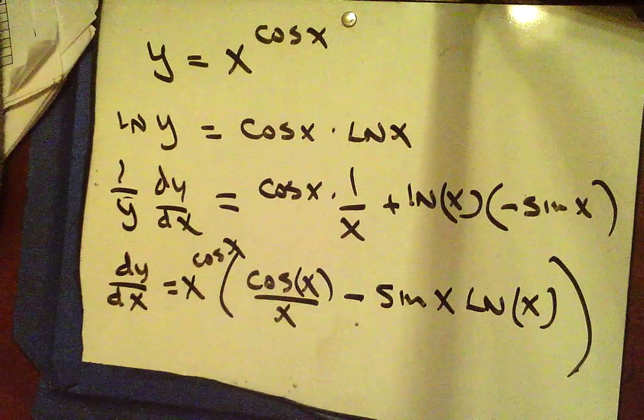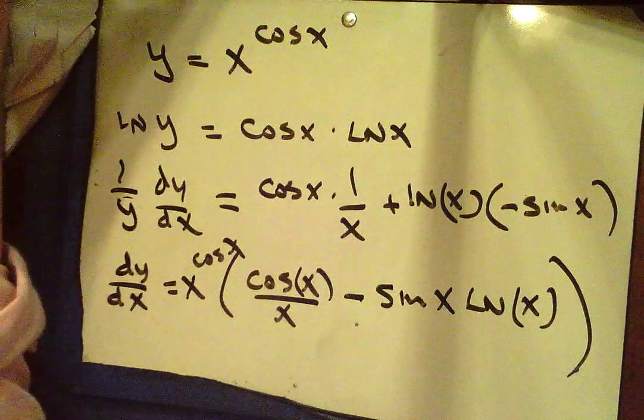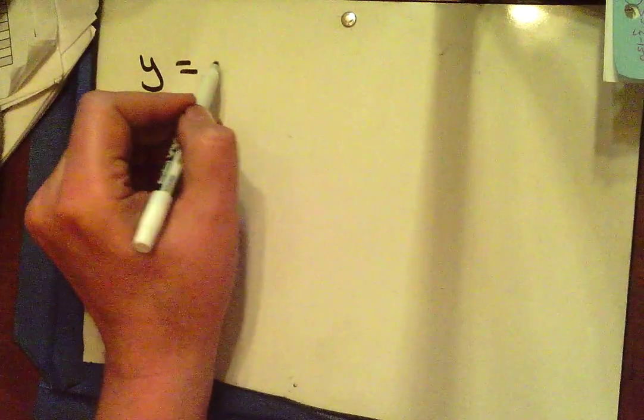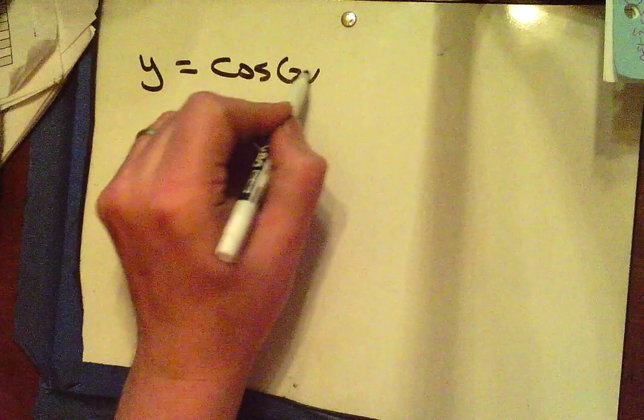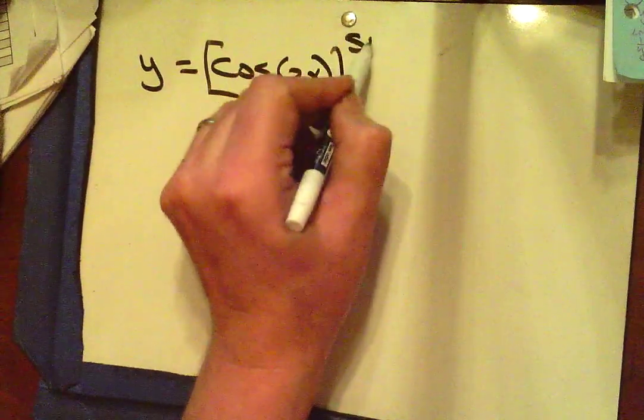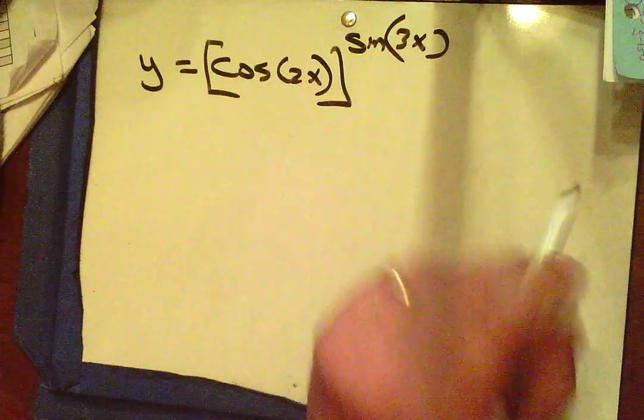All right. So, last one. Oh, but it's a doozy. I saved the best for last. Here we go. y equals cosine 2x raised to the power sine of 3x.